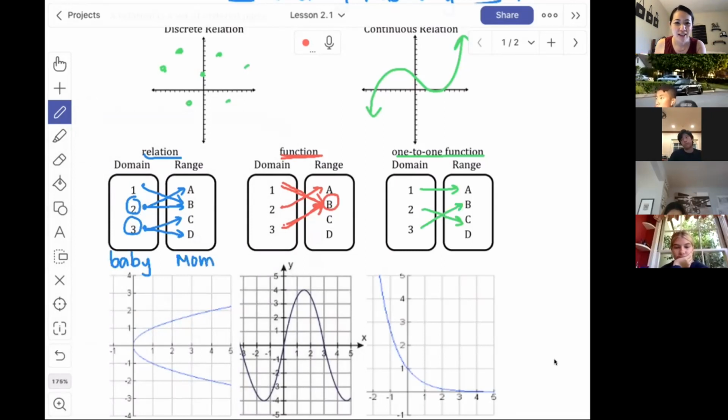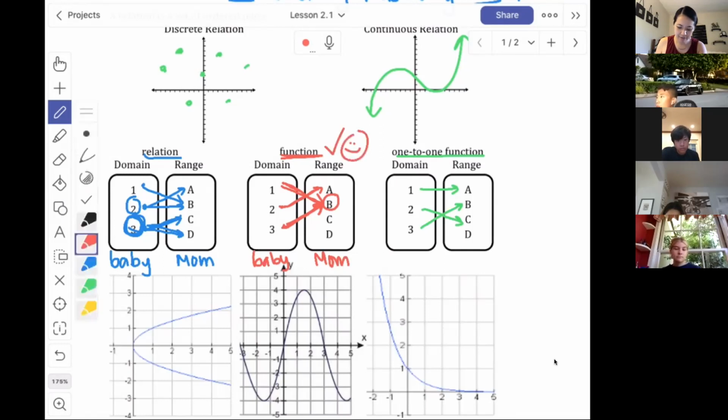So it's a relation, but it is not a function because one baby can't have two biological mothers. Here, this passes the test because this baby has one biological mother, this baby has one biological mother, and this baby has one biological mother. 1 and 3 share the same biological mom, but that's totally fine. They're siblings. So that's why it's a function.